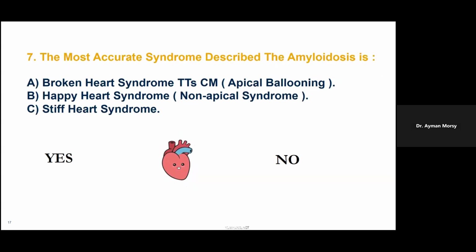The most accurate syndrome that describes the amyloid patient: what do you think? Is the amyloid patient called apical ballooning syndrome, meaning broken heart syndrome, or non-apical ballooning syndrome, which is called happy heart syndrome, or stiff heart syndrome? What do you want to choose? A, B, and C: apical ballooning, non-apical syndrome, or stiff heart syndrome. Any infiltrative pathology, most of the time, we will say stiff heart syndrome.